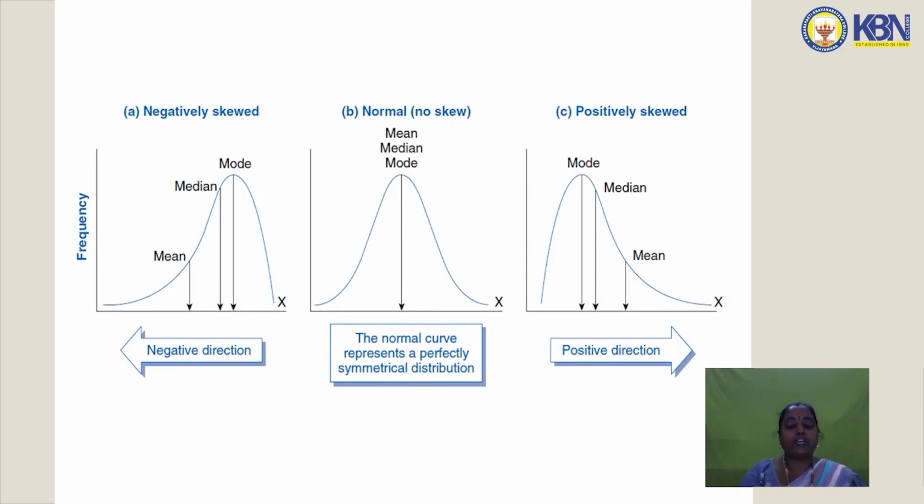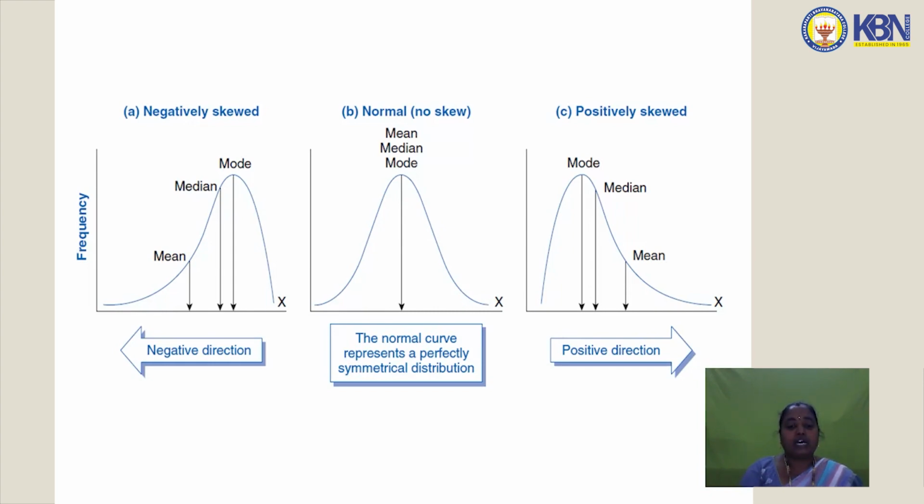I would like to explain the concept of skewness by using these diagrams. In A, it is negatively skewed. Negatively skewed means the curve is towards the left-hand side. In this, mean is less than median, which is less than mode. And if we observe in C, the positively skewed distribution, we observe that the curve is towards the right side. In this situation, mode is greater than median, which is greater than mean.